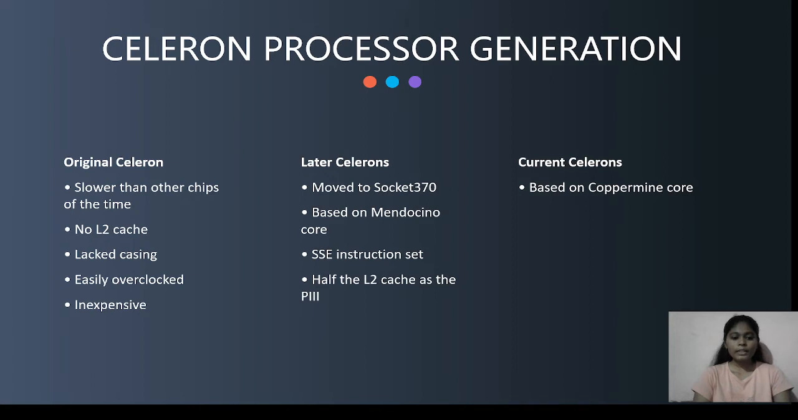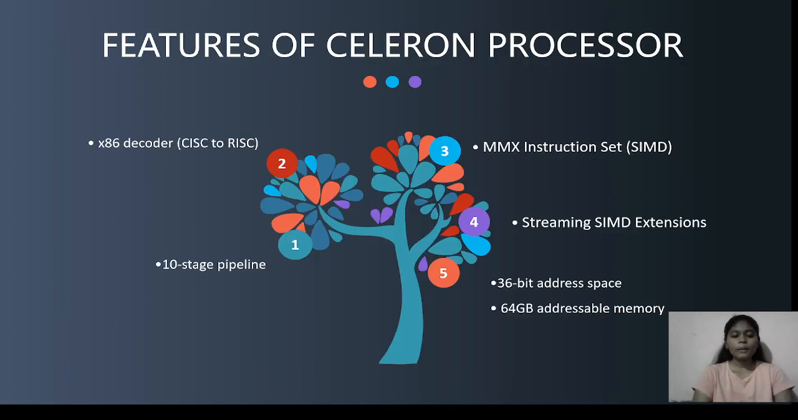Original Celeron is inexpensive, and later Celeron moved to the socket 370. It is based on the Mendocino core, SSE instruction set, and half the L2 cache of the P3. Current Celeron is based on the Coppermine core.